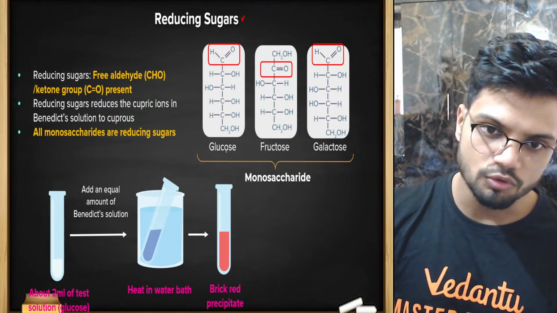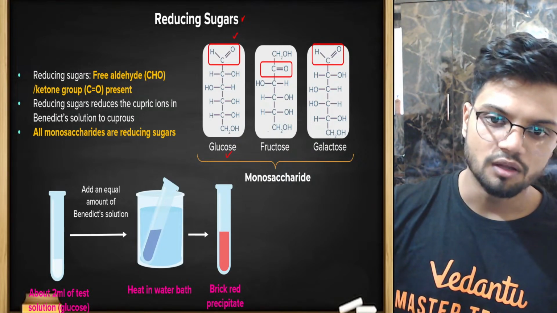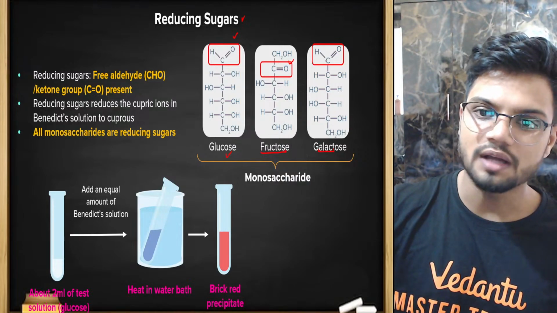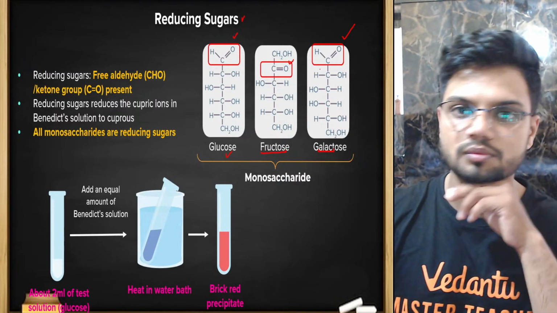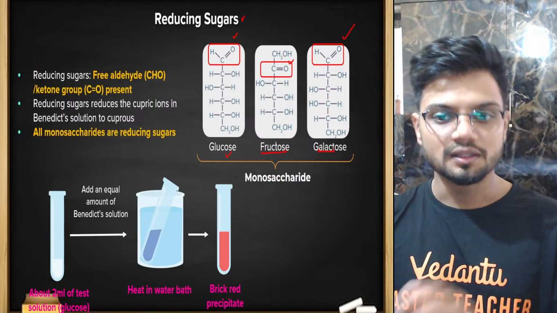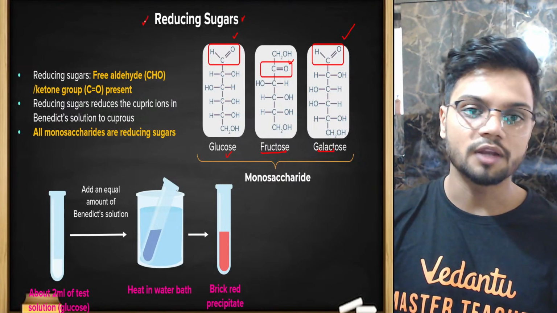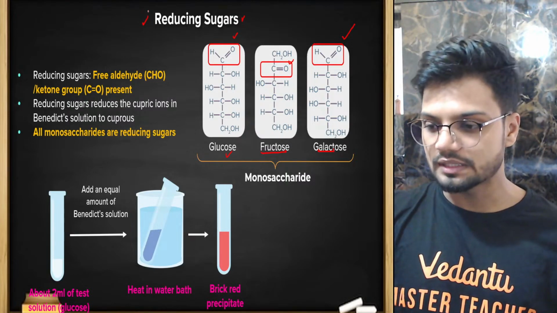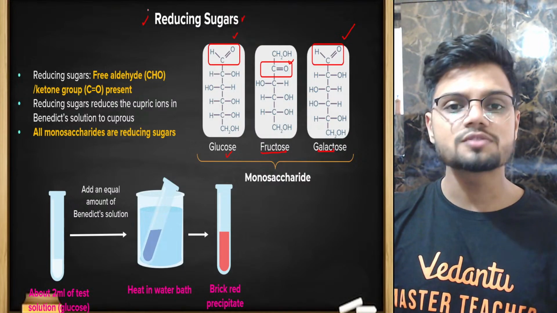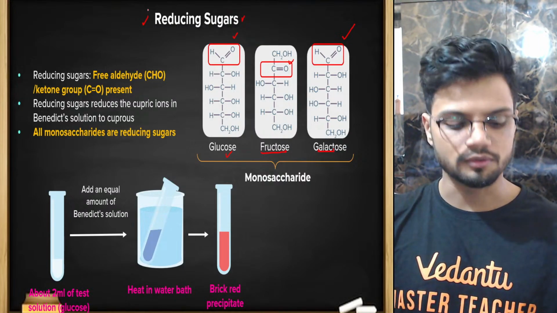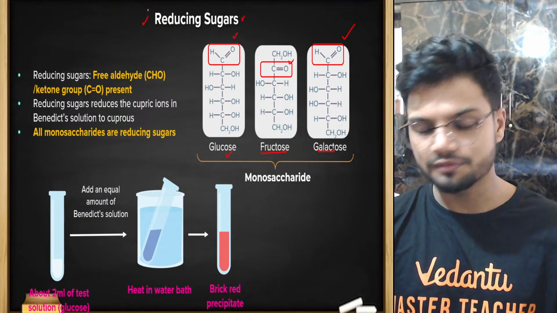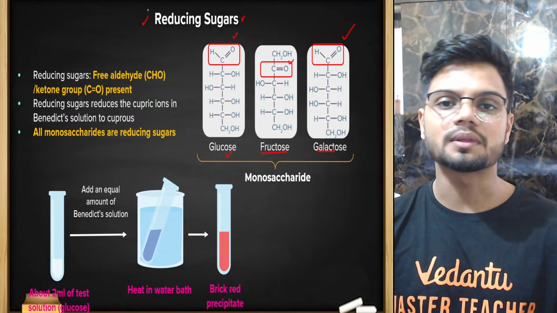If you look at glucose, it has a free aldehyde. Look at fructose, a free ketone group. If you look at galactose, a free aldehyde group again. So if a free aldehyde or a ketone group is present, it is called a reducing sugar. Now you will ask me, sir, what is so great about the presence of free aldehyde or ketone? The greatness is very simple. This free aldehyde or ketone can react with some other chemicals.